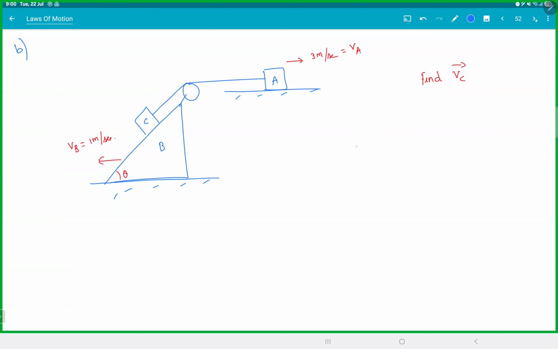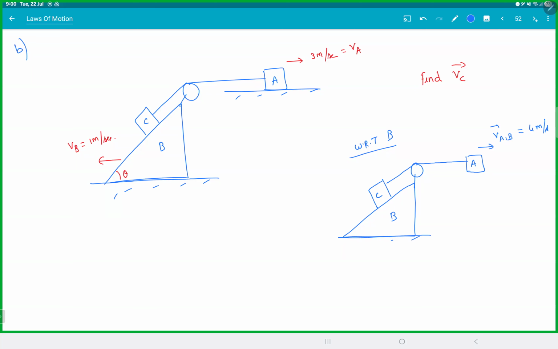So here, if you do it with respect to B, B will think, okay, I came to rest. Now it will think A is going with, so the velocity of A with respect to B will be 4 meters per second. But remember, all the answers you get will be with respect to B only. Now, if that is going with 4, C has to go with 4. So velocity of C with respect to B is also 4 meters per second. Isn't it? So we are done.